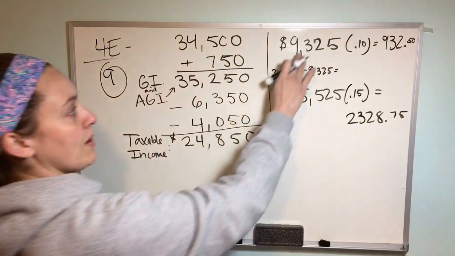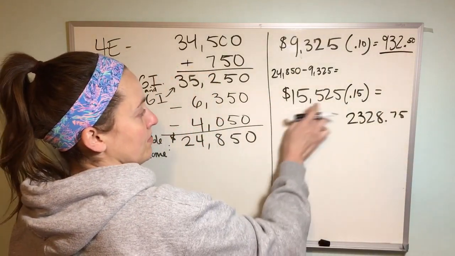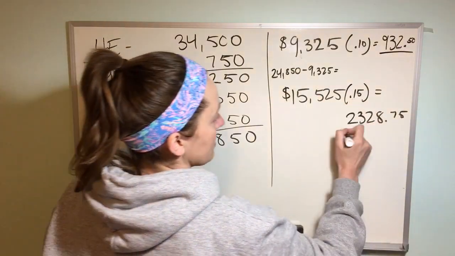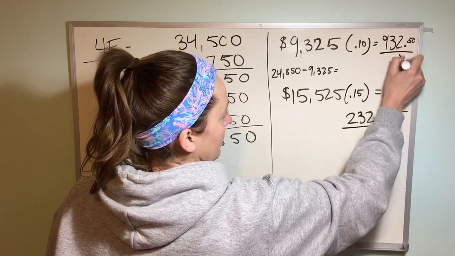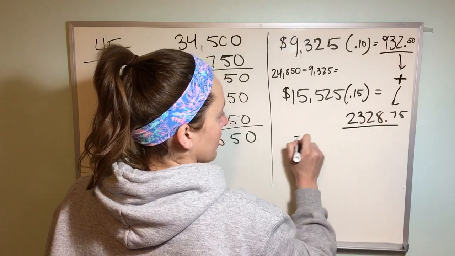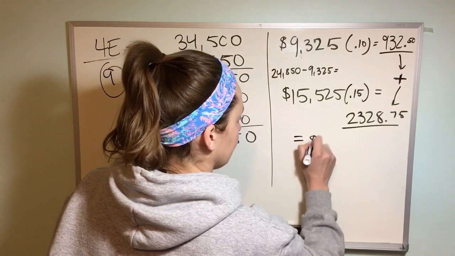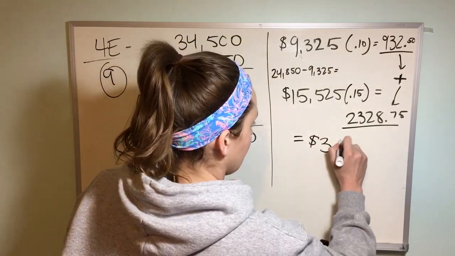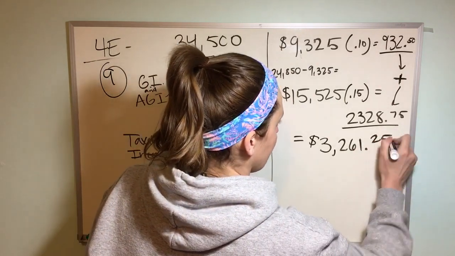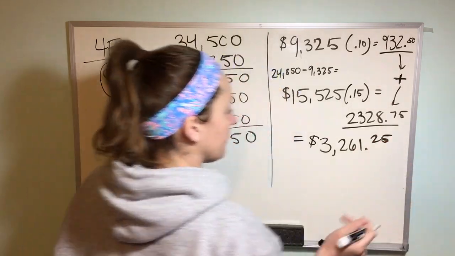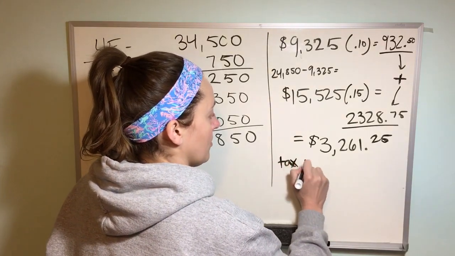$2,328.75. So this amount of money is taxed at that rate, and that gives us this. Then this amount of money is taxed at that rate, and that gives us this. So we'll take this number and this number, and we'll add them together. This plus this equals what? I got $3,261.25. This right here is her tax bill.